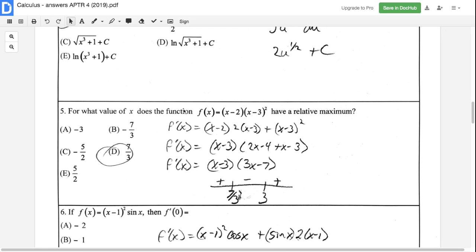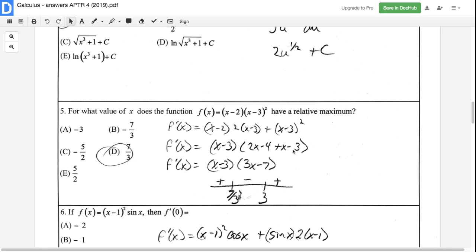For what value of x does the function f of x equals x minus 2 times x minus 3 squared have a relative maximum? So I need the derivative to get my critical points. So I'm going to do product rule here. So first derivative of the second plus the second derivative of the first. Notice both of these have an x minus 3 in it, so I factor that out. So 2 and the x minus 2 is left. That's where the 2x minus 4 comes from.